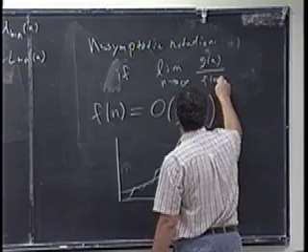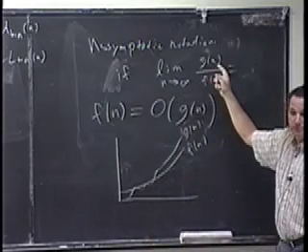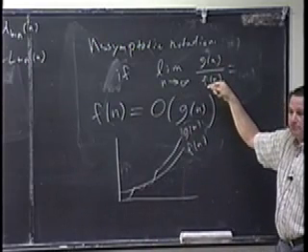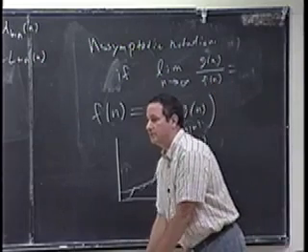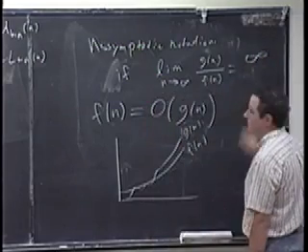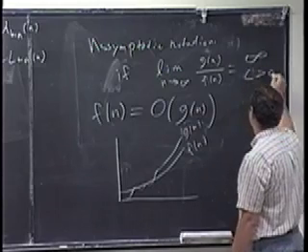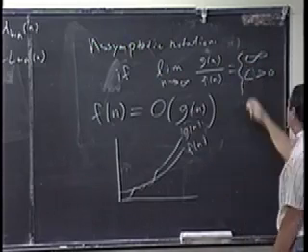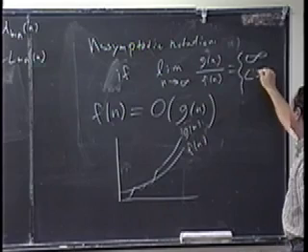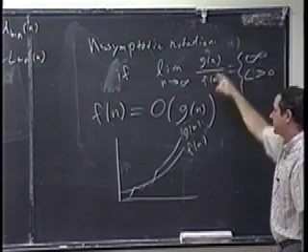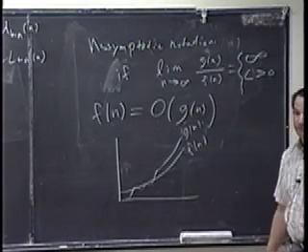g of n over f of n, well, what do I want for this? What are the possibilities? Infinite. One possibility is infinite. Or one possibility is that it's some finite number bigger than 0. Okay? So either this becomes a constant bigger than 0, or g really outstrips f. Okay? And then this is infinite.